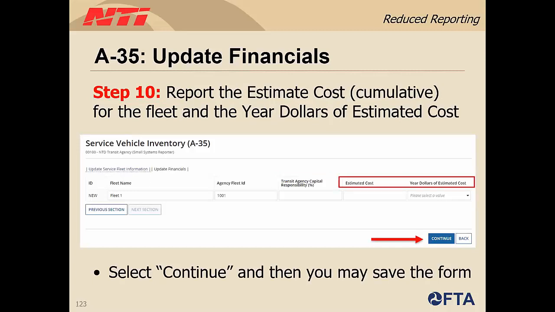Lastly, enter the estimated cost for the vehicle's fleet in the year dollars of estimated cost. For the estimated cost, you should report the full cost to replace the fleet, including soft costs such as financing charges. This value should be the most recent value the agency has, whether that is the original cost of the assets or the insured value. The year dollars of estimated cost figure means the year that your estimate is from. If you are using the original cost of the asset and it was purchased in 2012, your year dollars would be 2012.